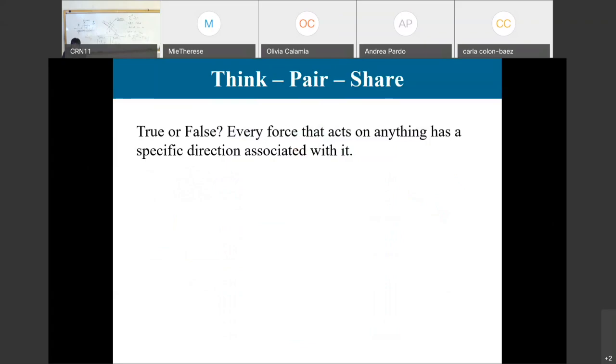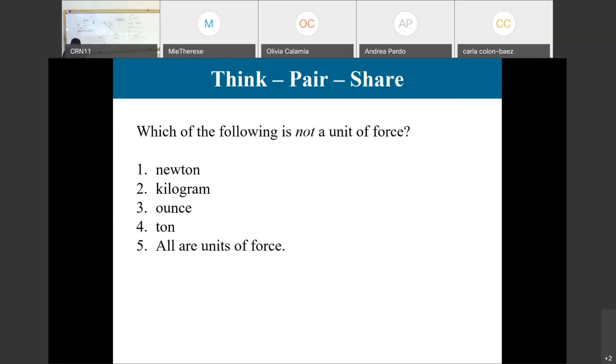Okay, so what would you guys say about these questions? True or false? Every force that acts on anything has a specific direction associated with it. True or false? If the force is a vector, right? What do you think about this? Is it true or false? Anybody? I think it's true. It's a vector, of course.